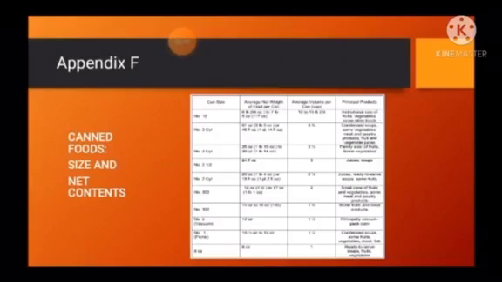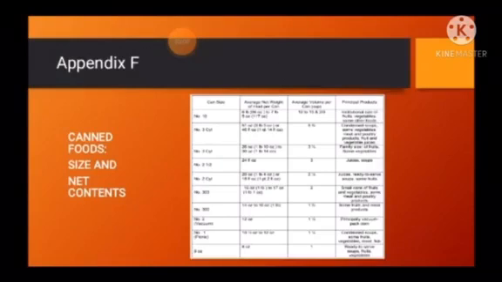The can size number 2, vacuum: its average net weight of fluid per can is 12 ounces. Its average volume per can is 1 1/2 cups. The principal product is principally vacuum packed corn.